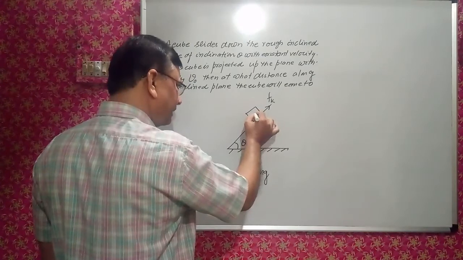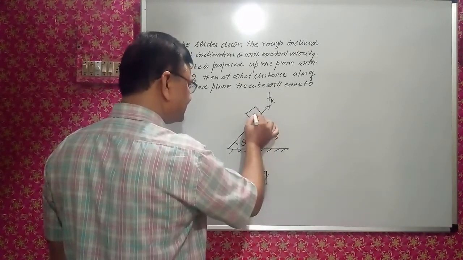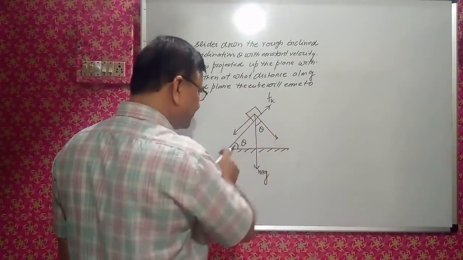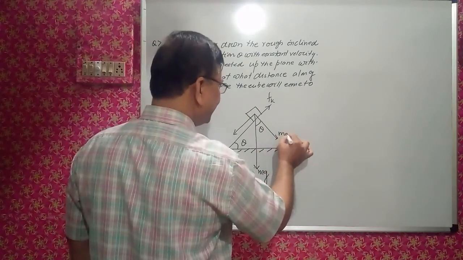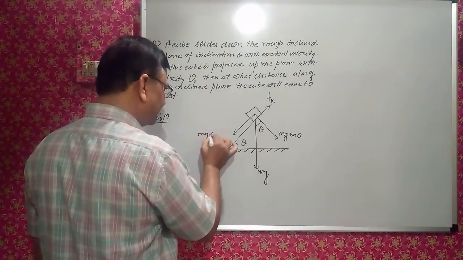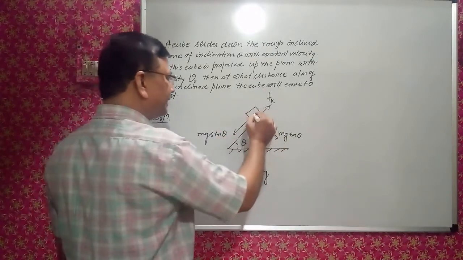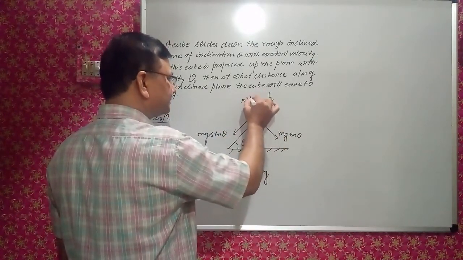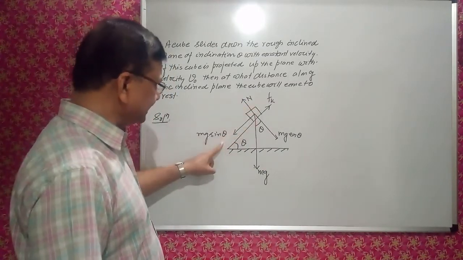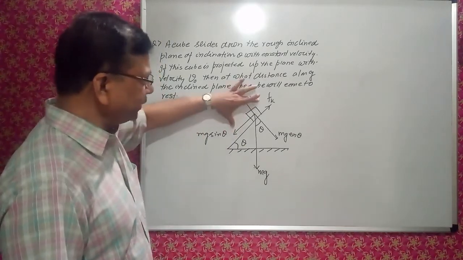Since this is theta, this angle will also be theta. Along this and along this, if this mg is resolved, then perpendicular to this inclined plane it is mg cos theta. Along this is mg sin theta. And a normal reaction due to this inclined plane will be working in this direction. Right? Now, since the object is moving along this inclined plane with constant velocity, it means there is no acceleration.